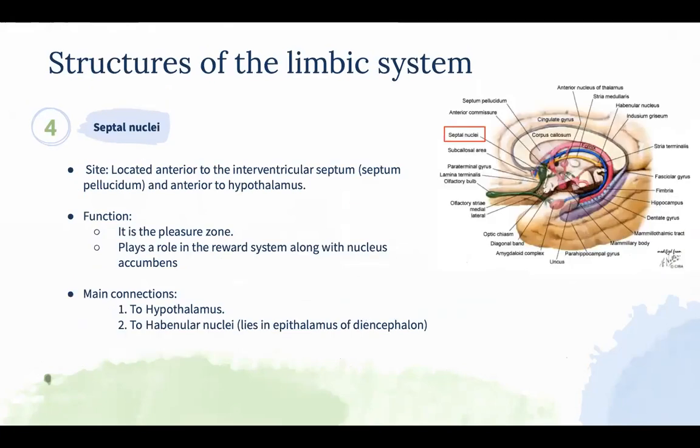And the last structure we have is the septal nuclei. It is located anterior to the interventricular septum. هذه اللي بالأخضر هنا. And anterior to the hypothalamus. It is the pleasure zone and it plays a role in the reward system along with the nucleus accumbens. The reward system, the good، مسؤول عن the good feeling that you have when endorphins are secreted. لما مثلا أحد يمدحك أو لما you get a hug from someone or when you genuinely feel happy يعني. طيب main connections to the hypothalamus هذا septal nuclei. It will send connections to the hypothalamus and to the habenular nuclei.